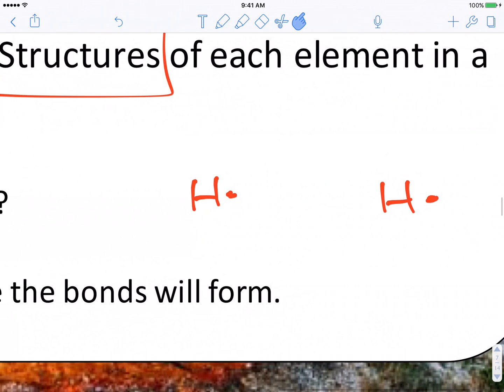So if we go to our diagram, let's draw an oxygen. Okay, step 1, draw our Lewis structures. Step 2, we need to figure out our lone electrons. So we're going to circle these guys.